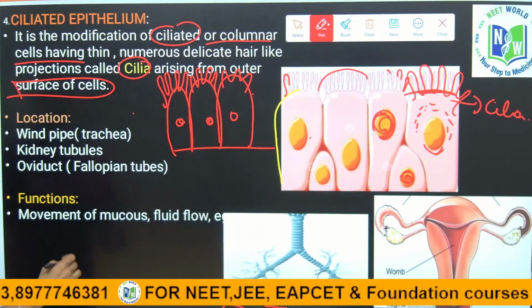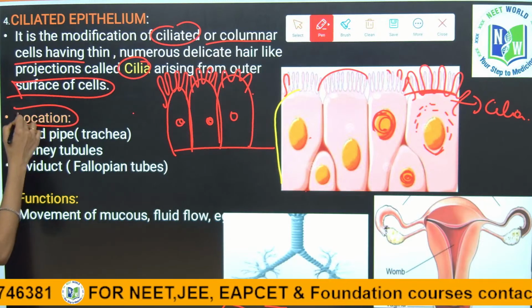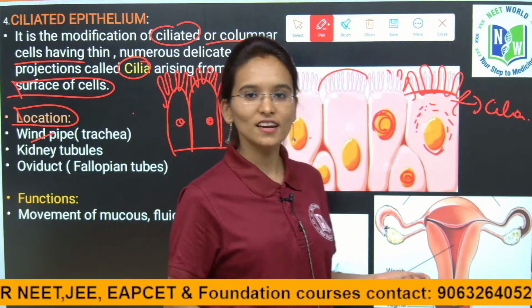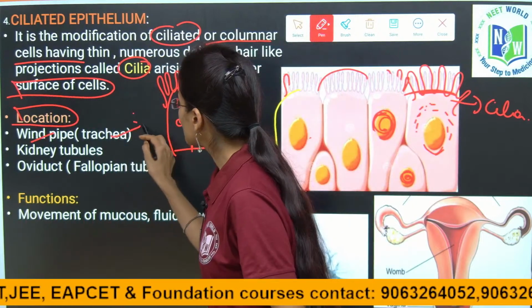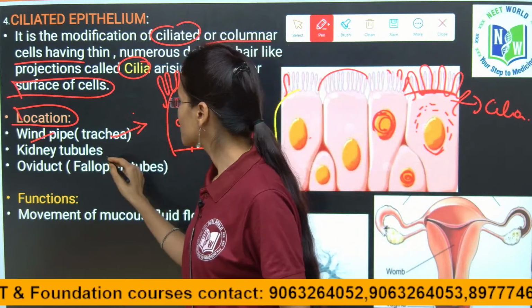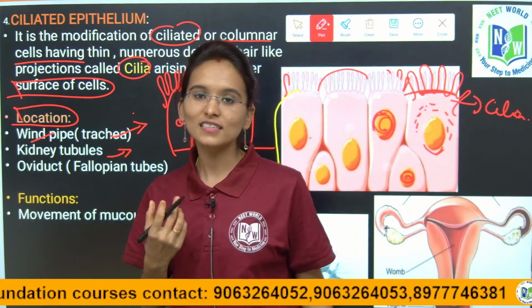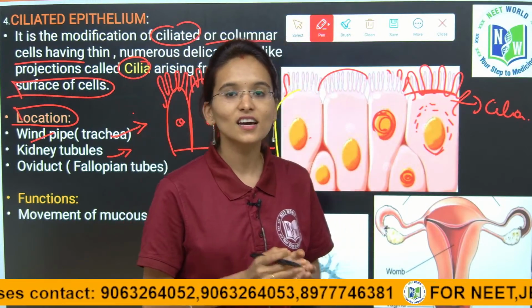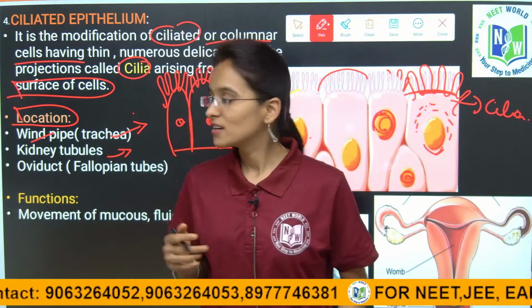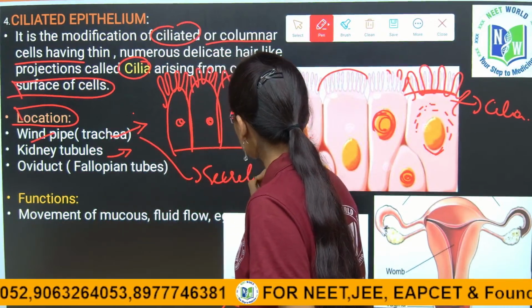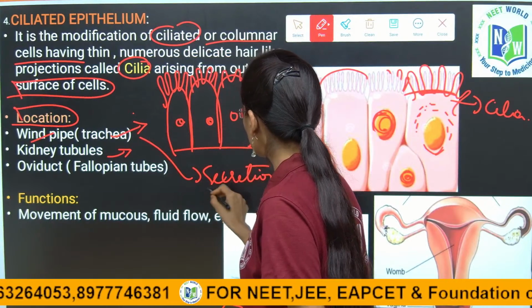Next, if we look into the location, they are present in the windpipe. What is the windpipe? It is the trachea. So inside the trachea we can find this ciliated epithelium. Why can we find cilia in the trachea? These cilia are minute hair-like structures. They are going to secrete some mucus, which means it is also involved in secretion. Secretion is one of the most important functions.